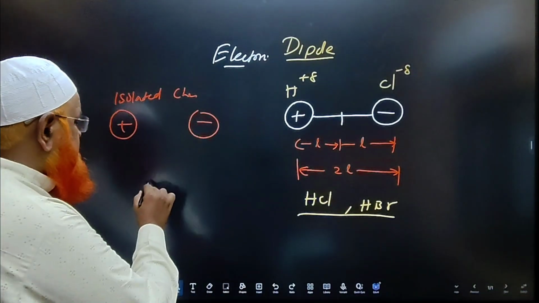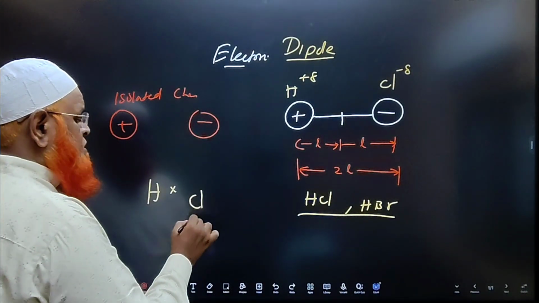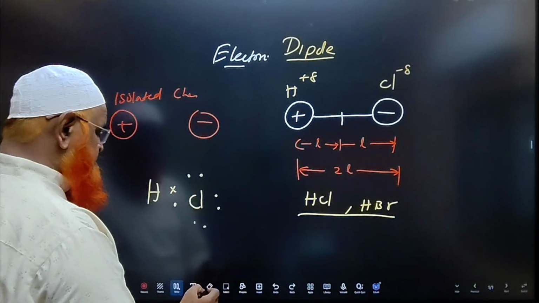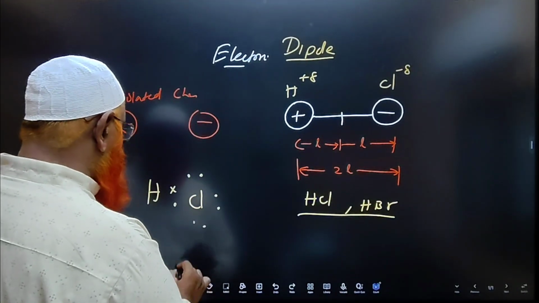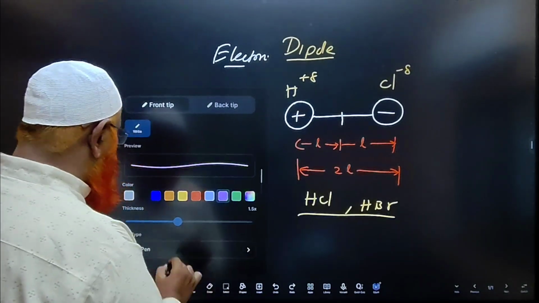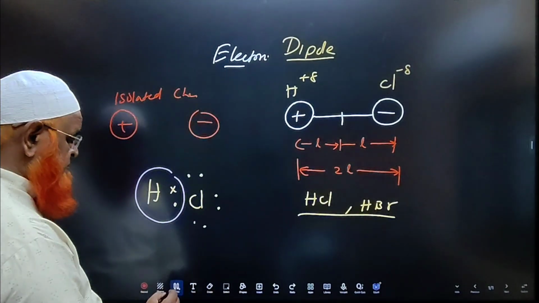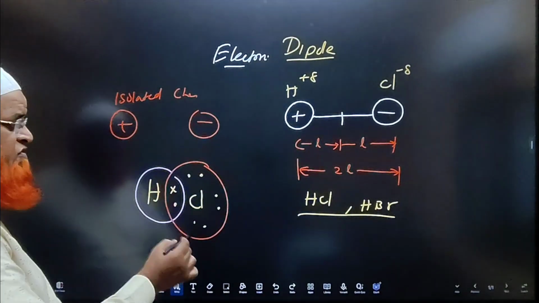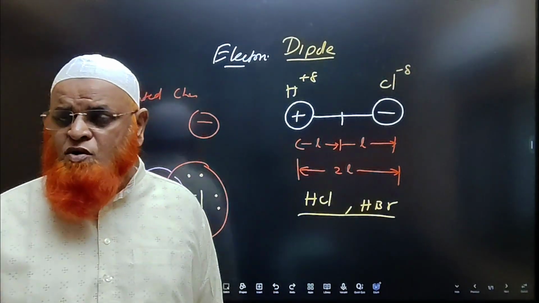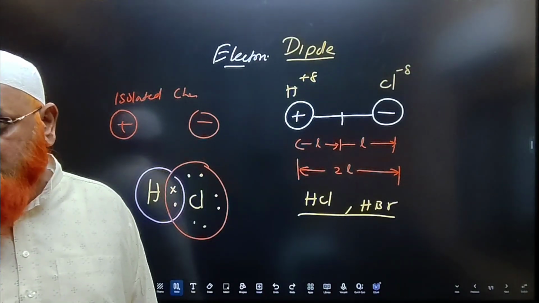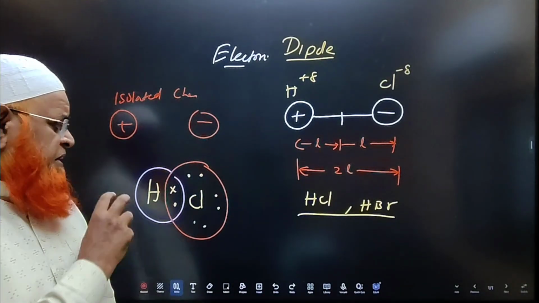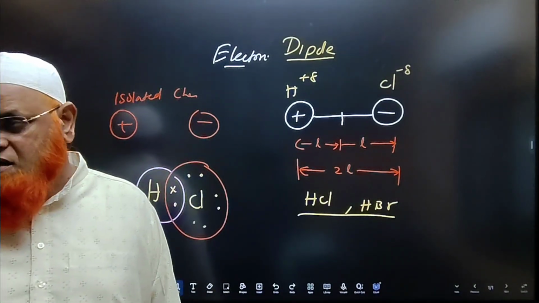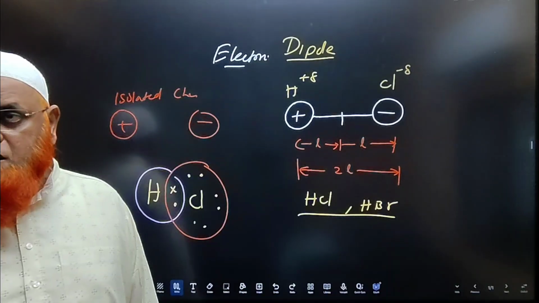In this type of bond, hydrogen has a single electron, and chlorine has 7 electrons in its outermost orbit. When they form a bond, what is going to happen? Hydrogen needs 2 electrons, and you all know chlorine needs 8 electrons for its octet configuration. Now bond formation happens. It's a covalent bond, I think it's called a polar covalent bond, where the shared pair of electrons moves towards the stronger nucleus. It's called a strong bond.